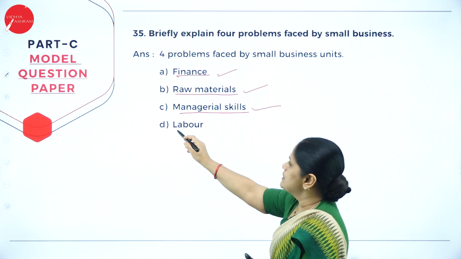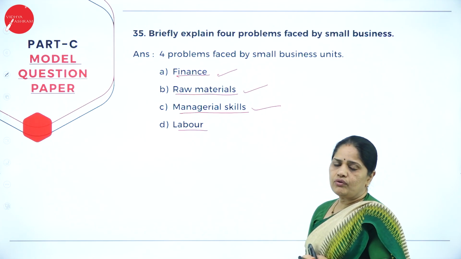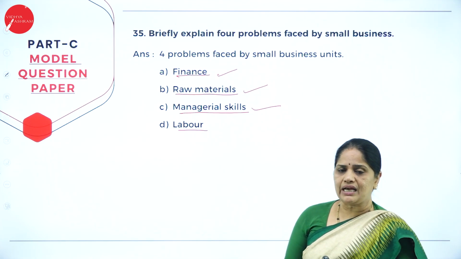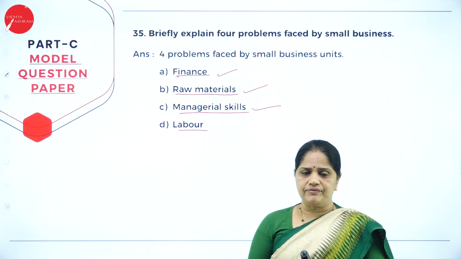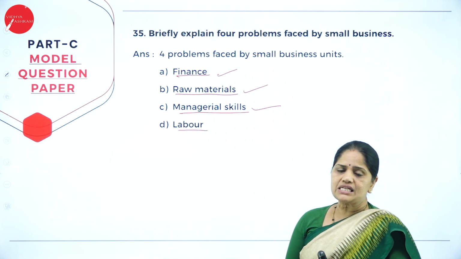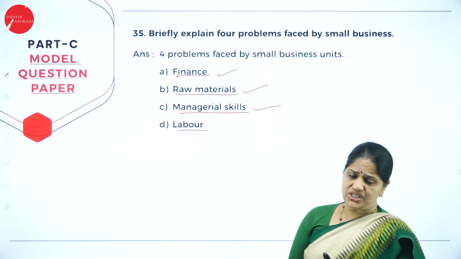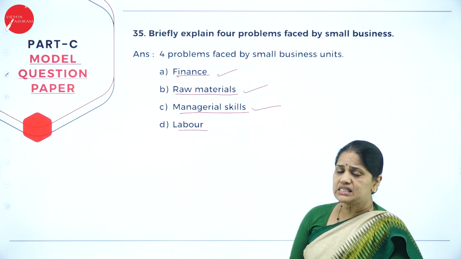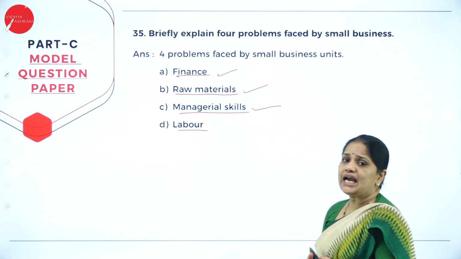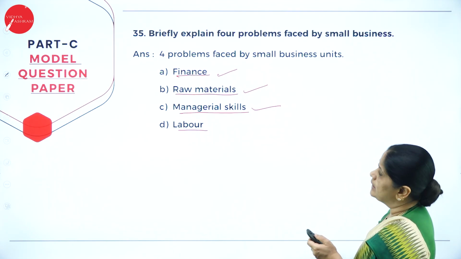Then the fourth one is the problem of labor. So the family members, whoever are there, will be helping in the family business, and as such they cannot hire professionals for their posts because they will not be in a position to pay high salaries to these people.